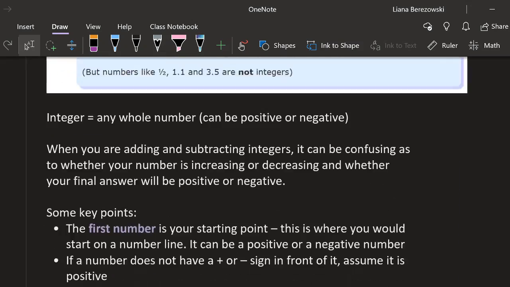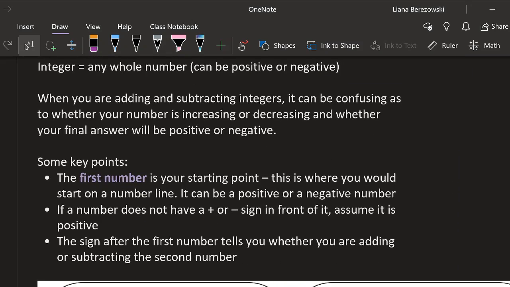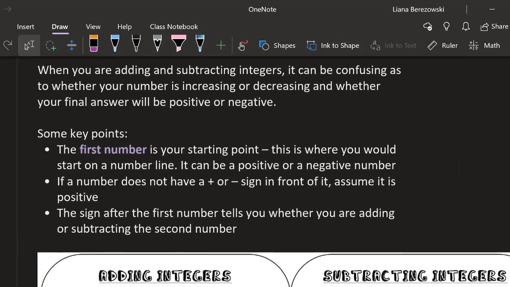Okay, so really what we wanted to talk about were some different tips for adding and subtracting integers, because it can be a bit confusing when we're doing them as to whether our answer is going to be getting bigger, getting smaller, or whether our final answer is going to be positive or negative.